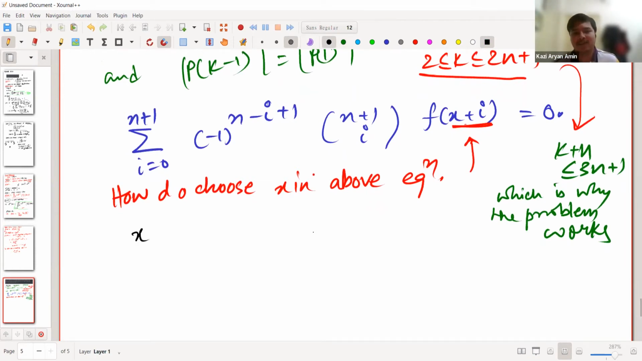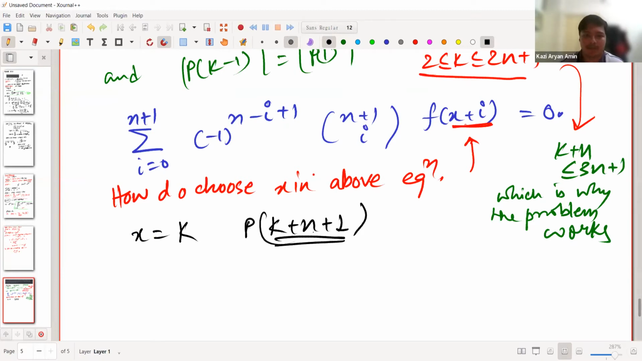So basically the idea is, if you took x equals n, which might seem like the first case, you would run into problems. If you chose x equals k, which might sound like a good choice at first, you will run into problems because you can't work with p of k of n plus 1, which is a term that will come up if you choose x equals k here. So we'll choose x equals k minus 1.